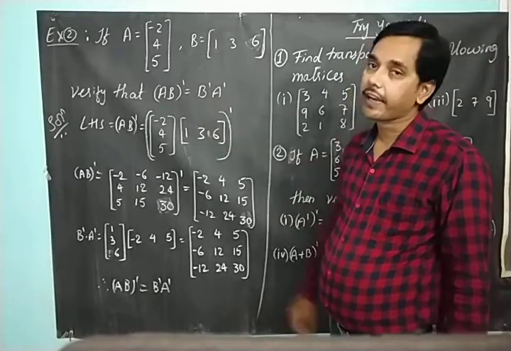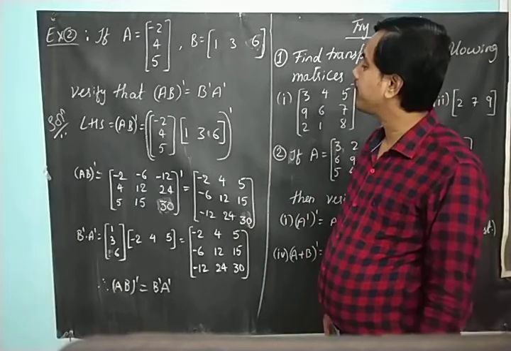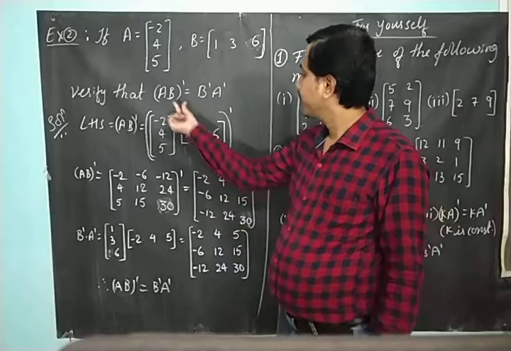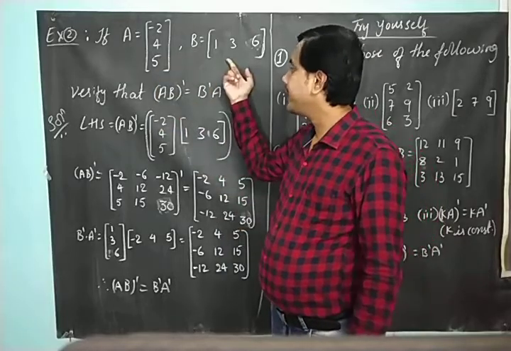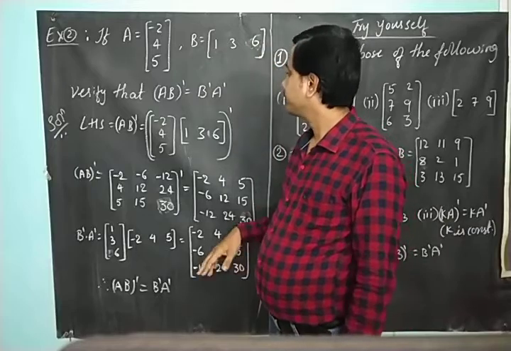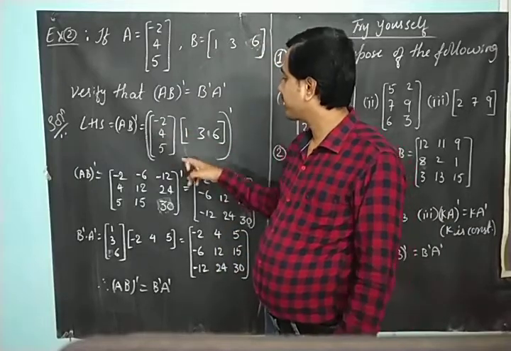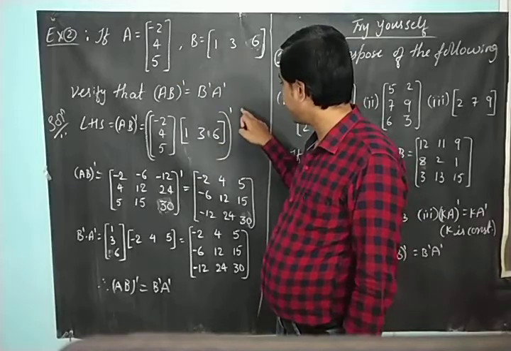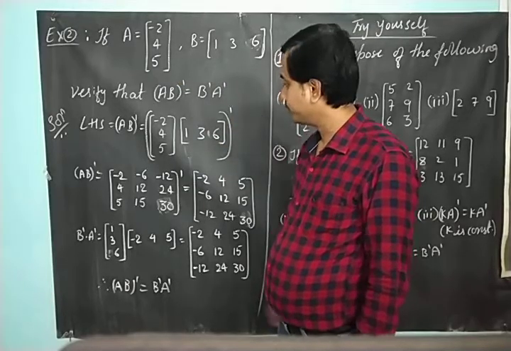So we can verify (AB)' is equal to B' into A'. So what is (AB)'? Multiply A into B, so you will get one matrix. Take the transpose of that matrix, right? So (A into B)'. In the bracket I have mentioned matrix A and matrix B, and I have taken the transpose, right?